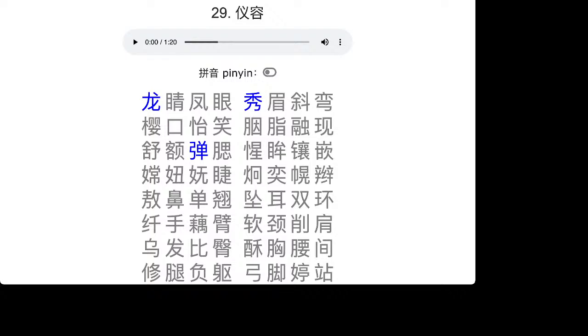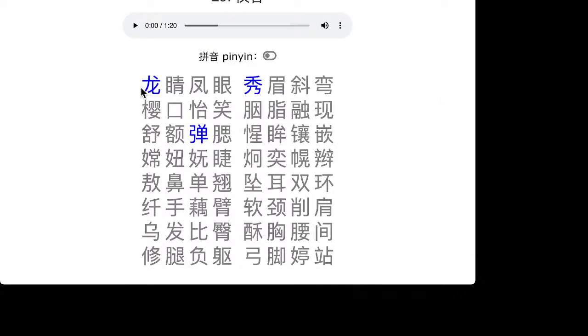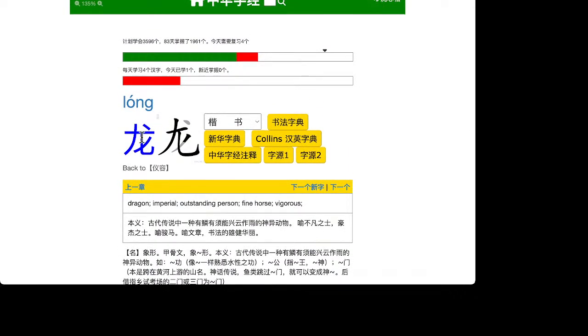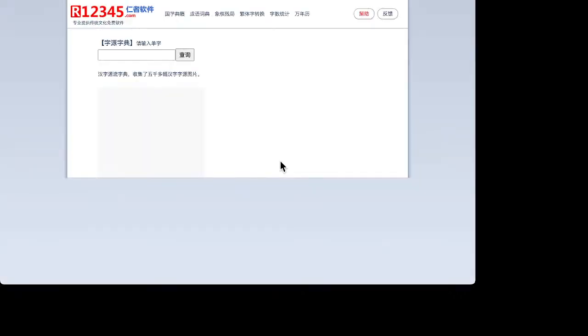Welcome back to day 72 of learning to read Chinese, and today our unit is Yirong, which is appearance. I'm going to talk about physical traits, and our first character is Long. Long means dragon, like the mythical creature.